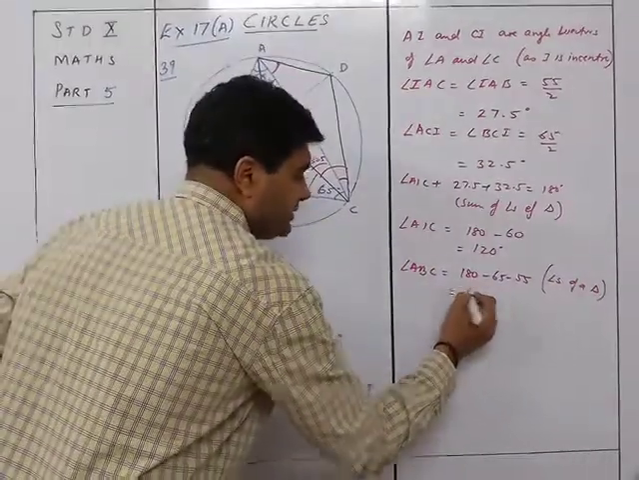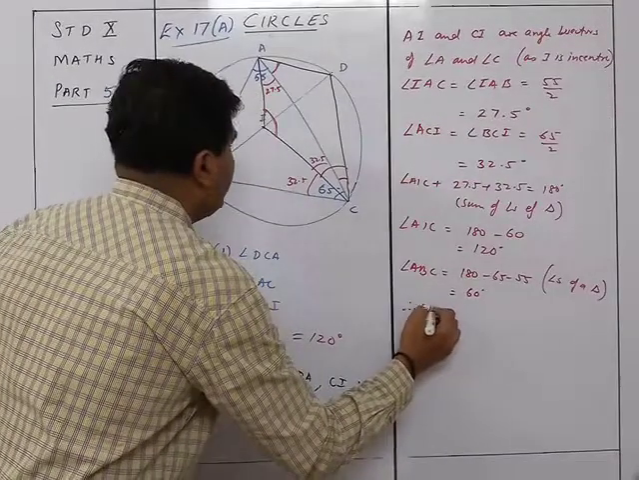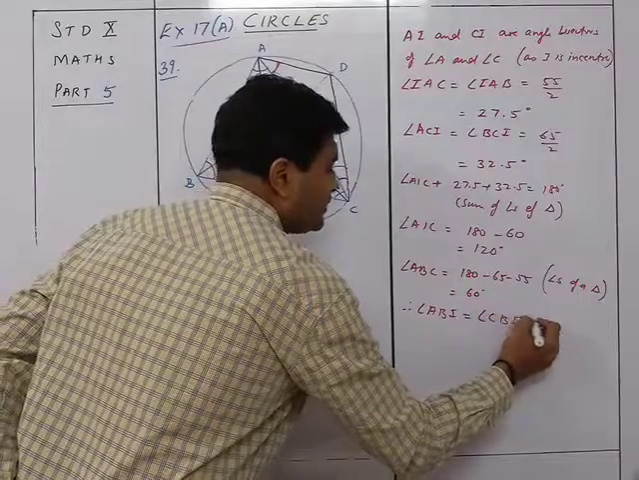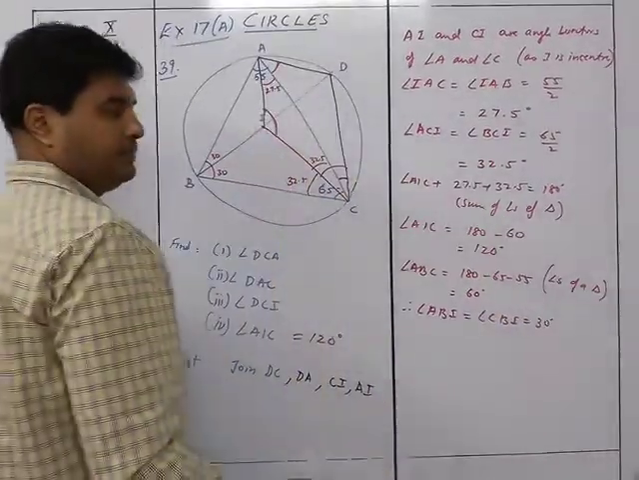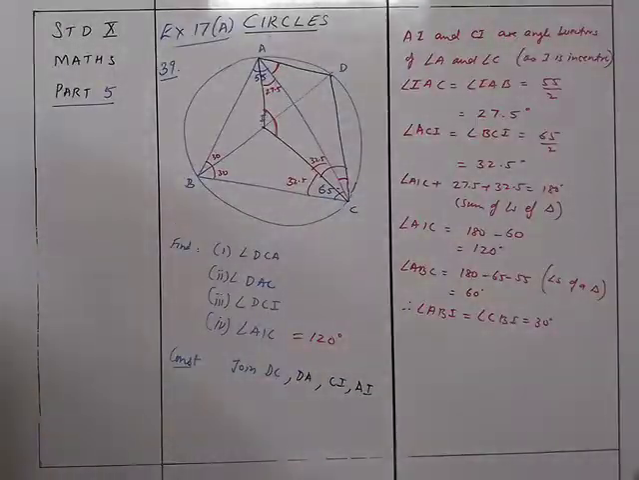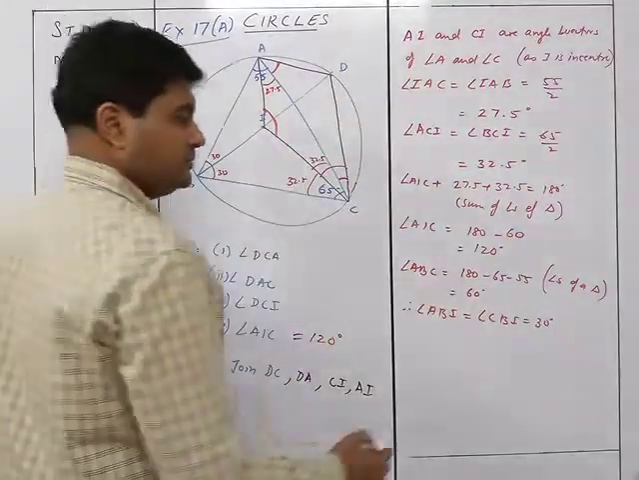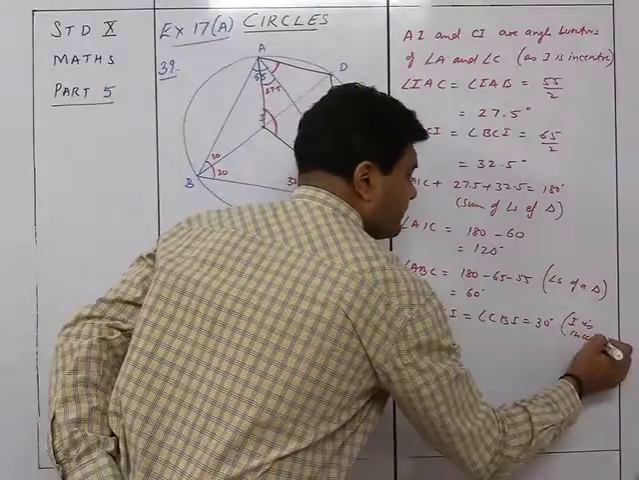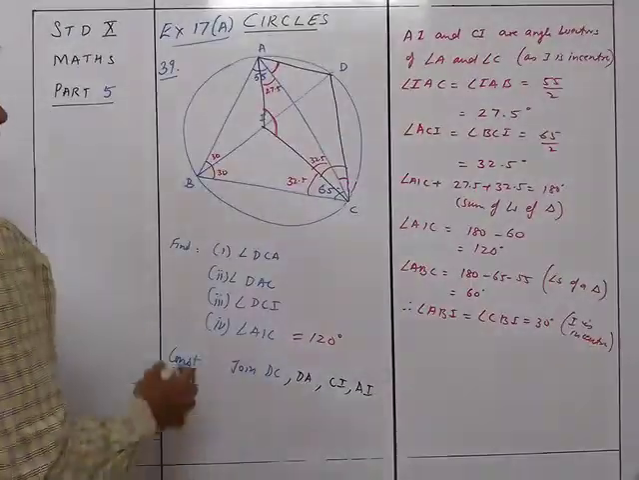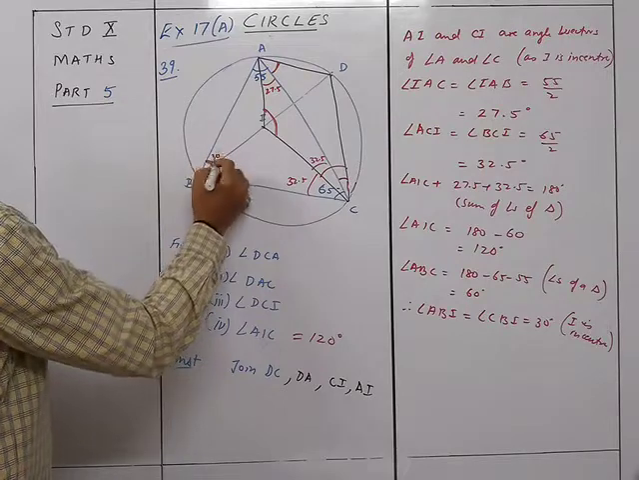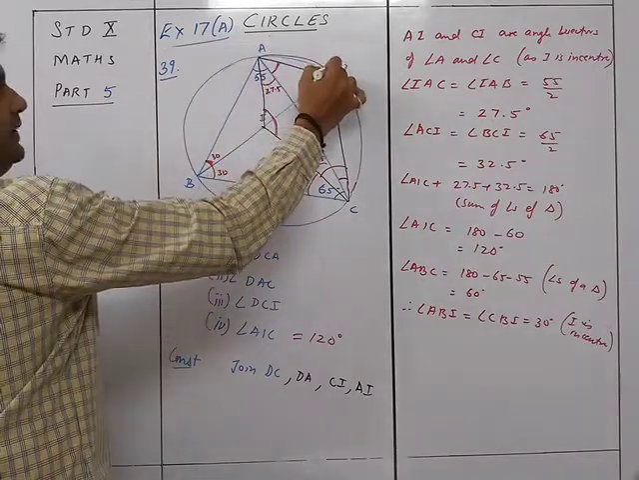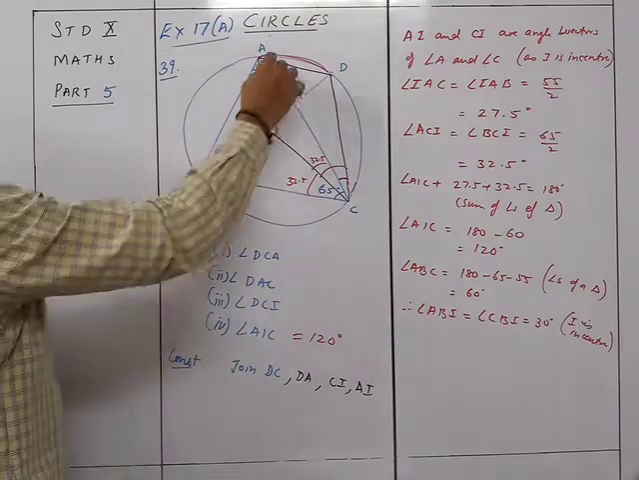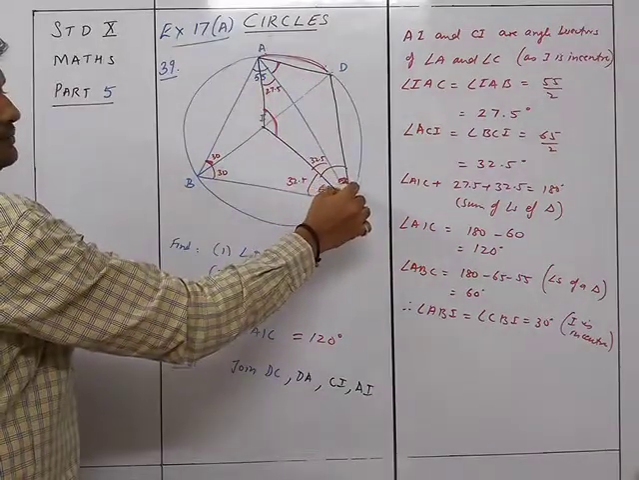That is 60 degrees. Therefore, angle ABI is equal to angle CBI is equal to 30 degrees again, because of the same reason, angle bisector. I is the incenter. So if this is 30, this is subtending arc AD. Arc AD is subtending this one, 30 degrees. AD is subtending this one also.